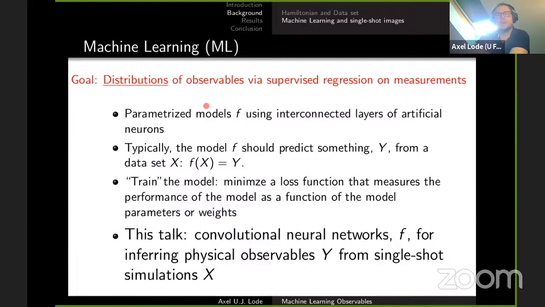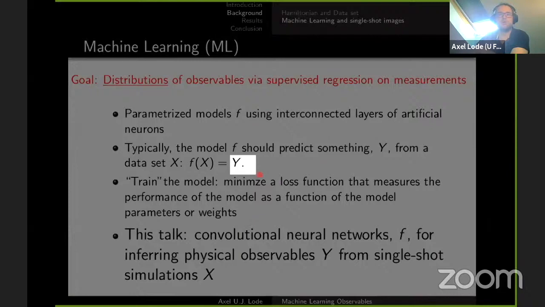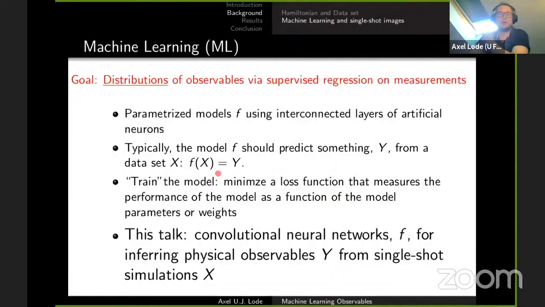So basically, we define a parameterized model of interconnected layers of artificial neurons, where we call this model F, and we want to predict some observable Y, which is obtained by feeding some data into our model, and we call the data X. So we want to find a model F of X which predicts Y.